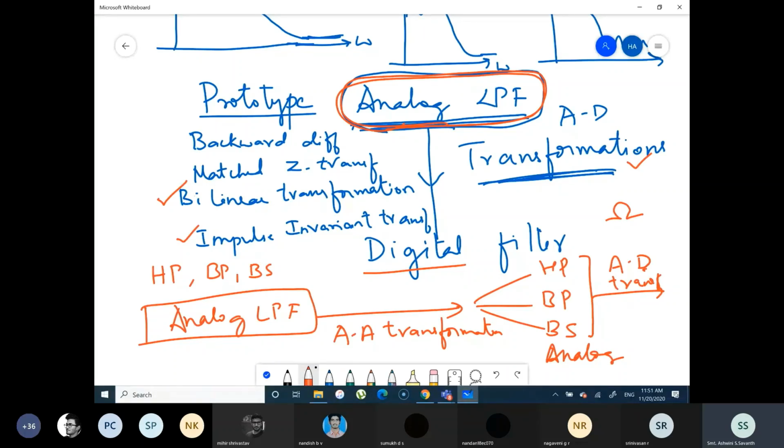We are going to be designing the frequency response of the analog low pass filter. We'll derive the frequency response because these transformations are based on substitutions for this omega, right? So therefore, we are interested in designing the frequency response for the analog low pass filter prototype.